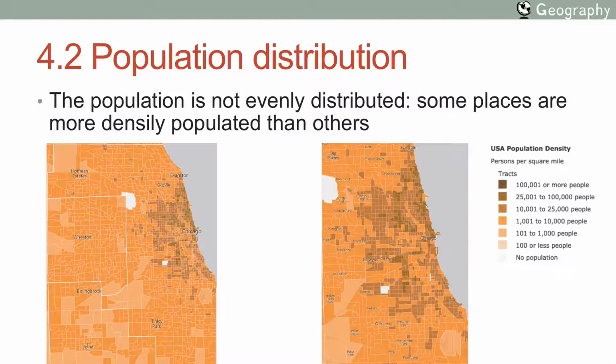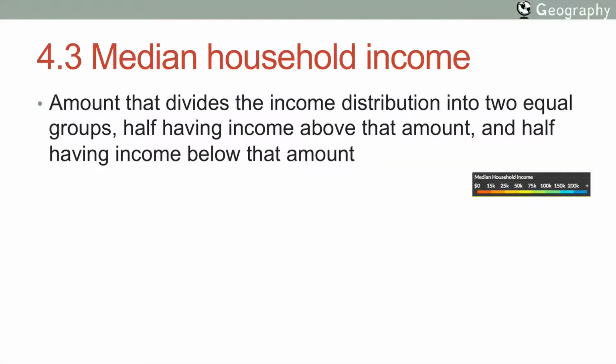You can see that the population is not evenly distributed in Chicago. Explain why the city center is more densely populated than the 19th century neighborhoods or the suburbs. Now we would like to know more about the socioeconomic level of the people living in the city. For this, we use the median household income.